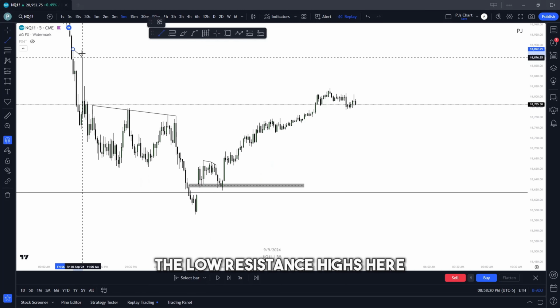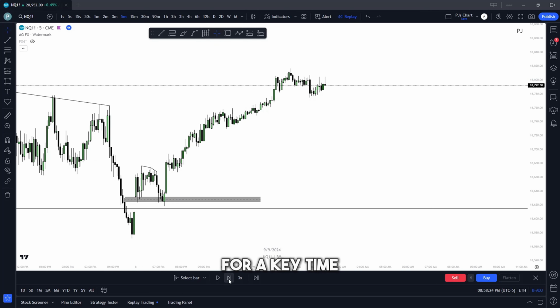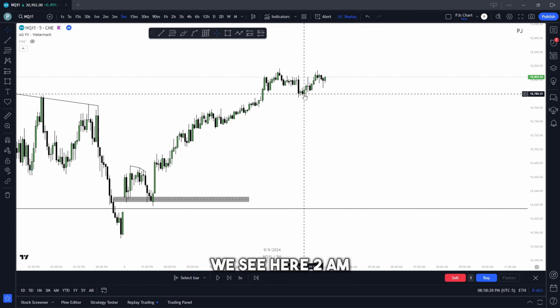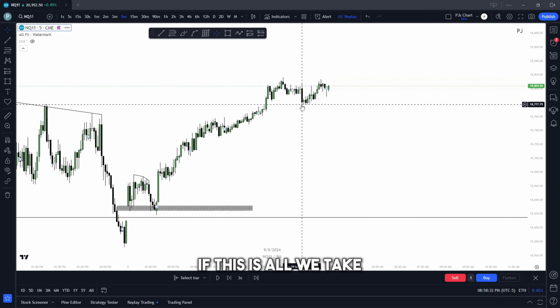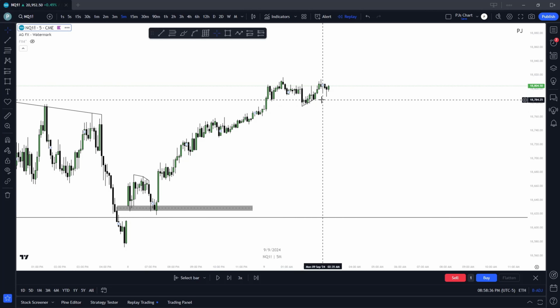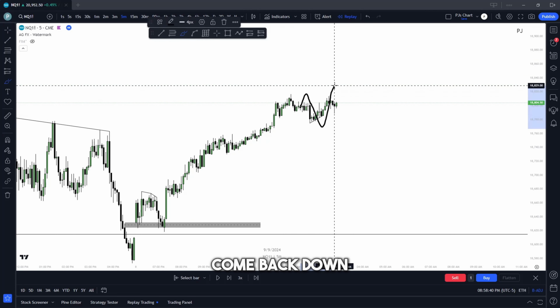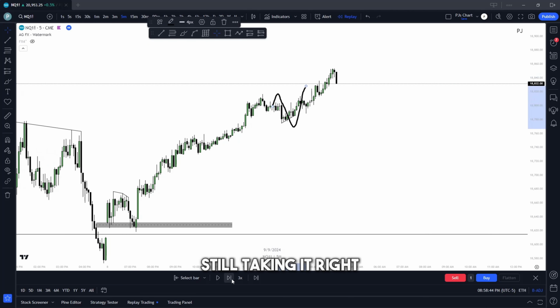We can see the low resistance highs here, and then all I would do is just wait for a key time, either in London, right, with the 2 a.m. We see our 2 a.m. open, and we've come into this internal fair value gap. If this is all we take and we don't end up needing to run this low resistance, right? Even if we run the high here, first purge, come back down, second purge, right? Wouldn't be too mindful of still taking it, right?